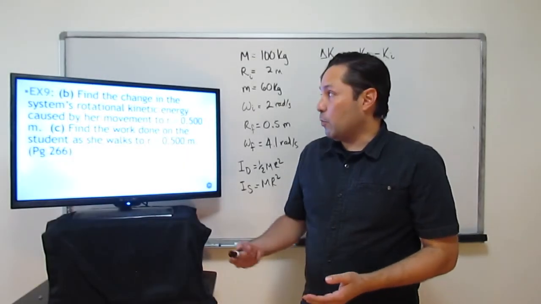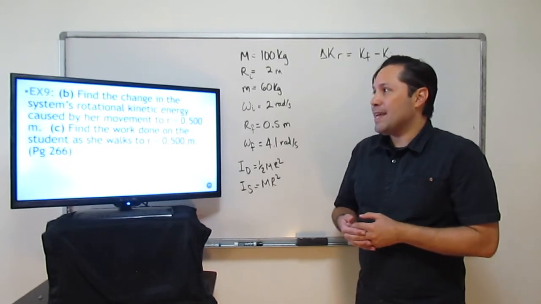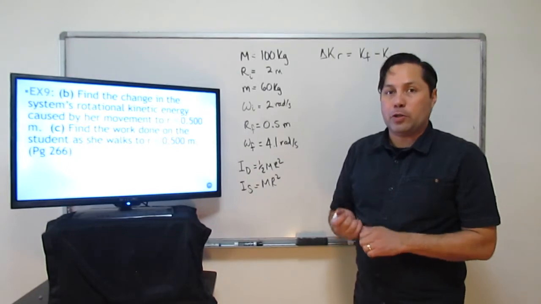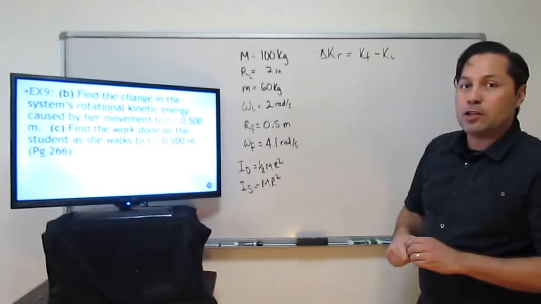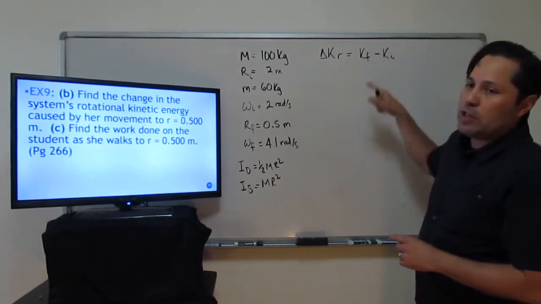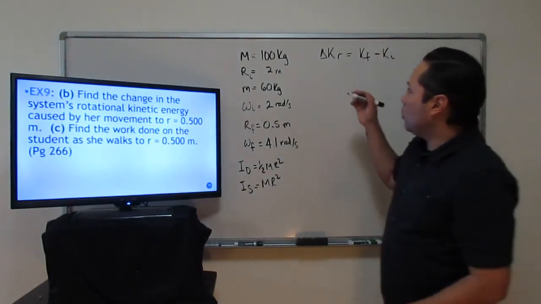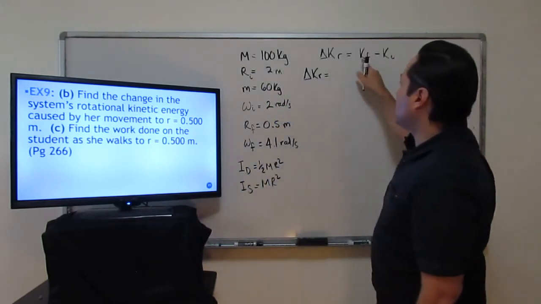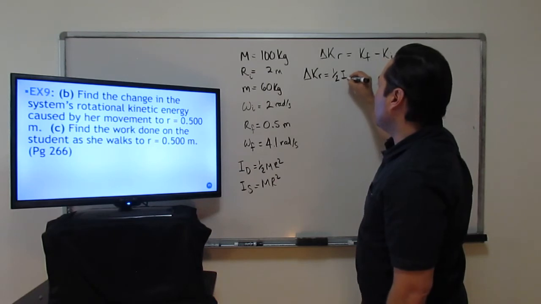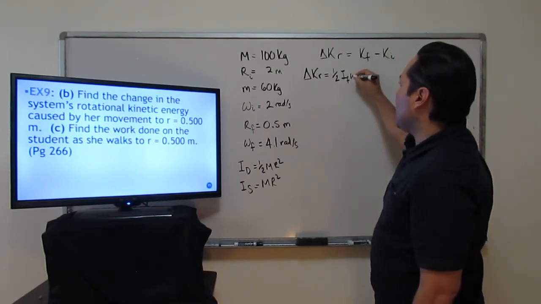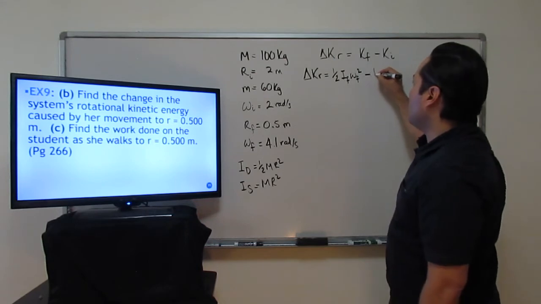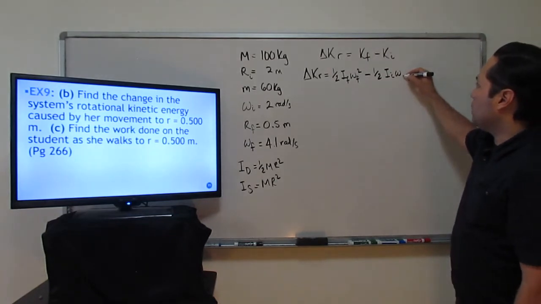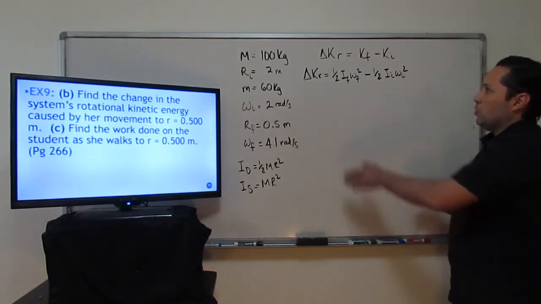In part B of example 9, we're asked to find the change in the system's rotational kinetic energy caused by the student's movement from 2 meters to 0.5 meters. So the change in rotational kinetic energy is rotational kinetic energy final minus rotational kinetic energy initial. Let's plug in all the values. For rotational kinetic energy final, it's going to be 1/2 inertia multiplied times angular speed final squared, minus 1/2 inertia initial multiplied times angular speed initial squared. All right, so that's what we got.